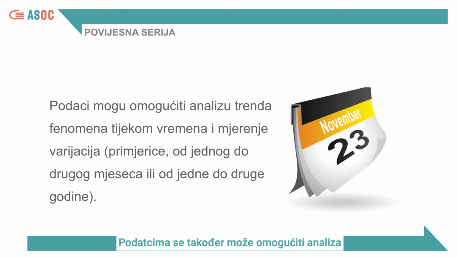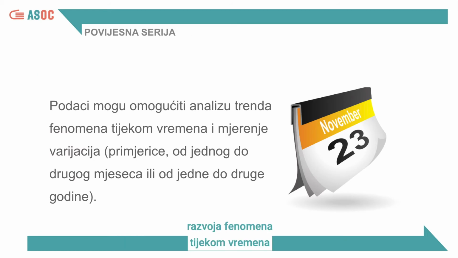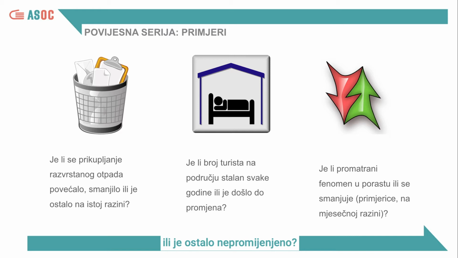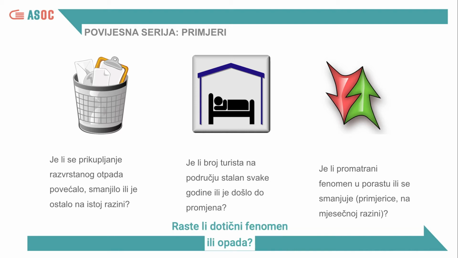The data can also allow for analysis of the development of a phenomenon over time and determine the changes. In this case, we're talking about time series. For example, has waste sorting increased, decreased, or remained stable? Is the number of tourists in a territory the same from year to year, or are there changes? Is the phenomenon in question growing or shrinking?